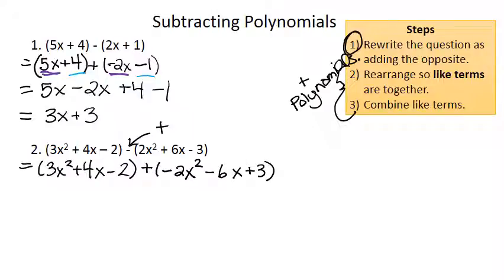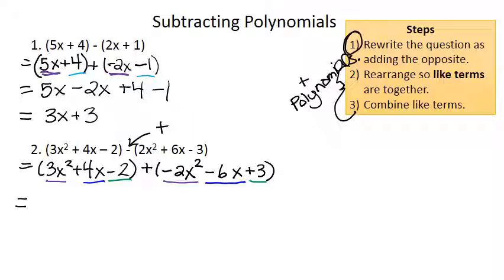Now we need to identify our like terms. Well, we have 3x squared and negative 2x squared. And we have 4x and negative 6x. Remember that sign? The minus sign always goes with the term. So in this case, we have 6x with a negative sign in front. So that negative sign goes with the 6x. The last one is negative 2 and plus 3.